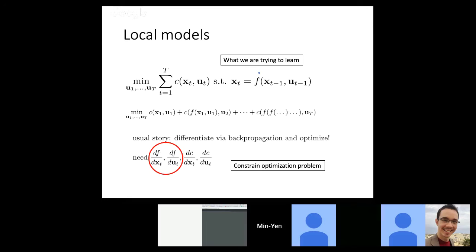So this is the function we are trying to minimize. We're trying to minimize the cost function, but this time our constraint is the f function, which we don't know. So we also need to try to learn the f function, and what we really care about in this constrained optimization problem is the derivatives of the f function with respect to the states and action.